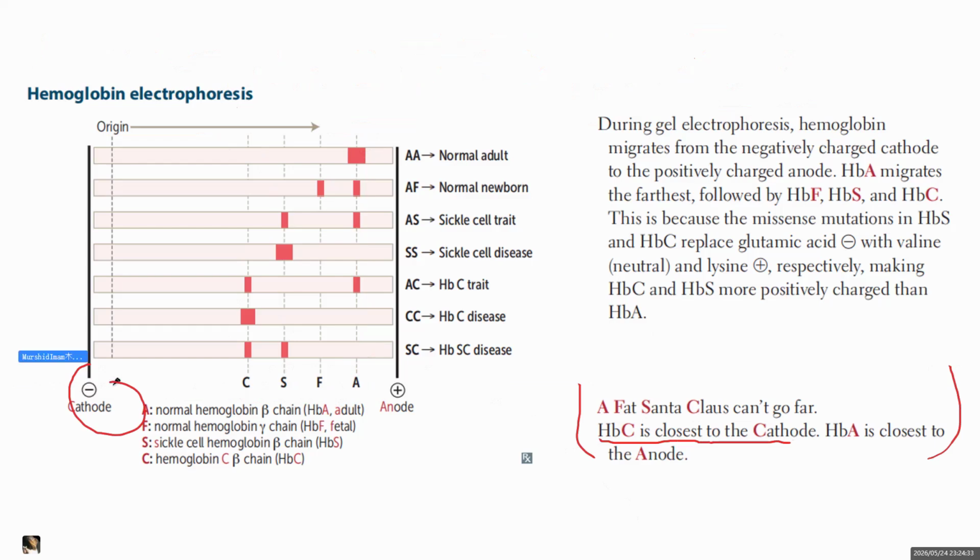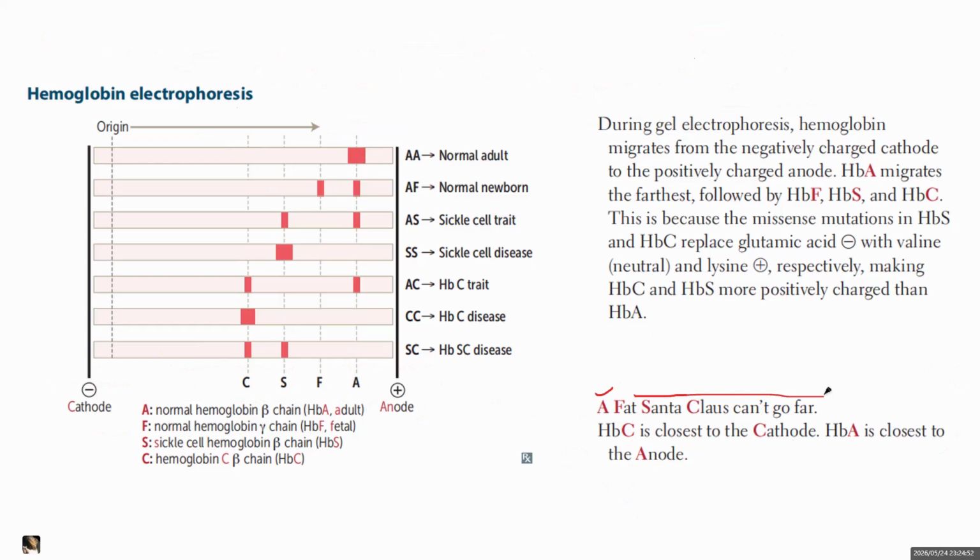You see that this is the cathode, so hemoglobin C is the closer one to the cathode, and hemoglobin A is closest to the anode, right? Do remember these ones. That is why this is one of the mnemonics you can remember: A fades and C close can't go far, right?